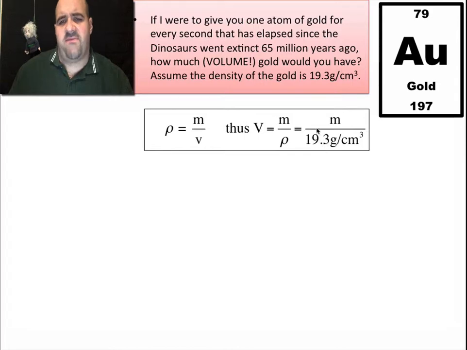And we know the density of gold. It's given to us in the problem, 19.3. And I ask you for a volume. So really, if you can figure out the mass of gold that you'd have, you can plug it in and solve for the volume. And it's going to take a few steps to do that, though.